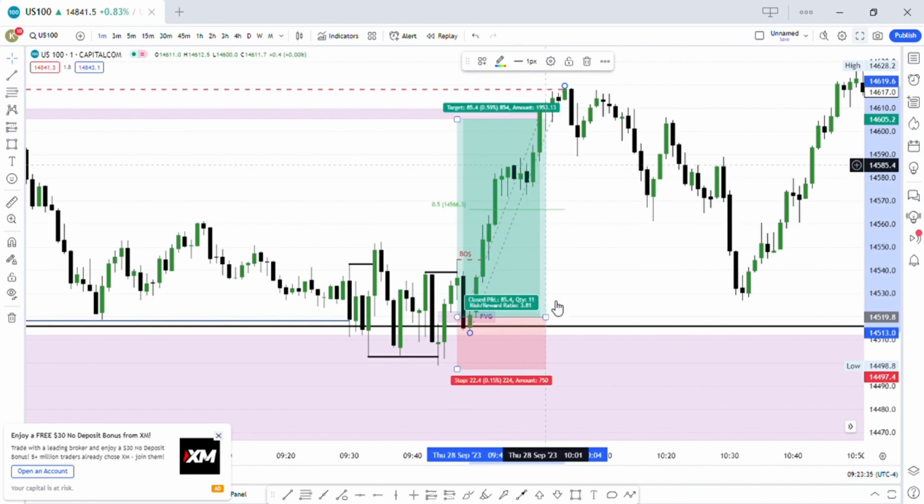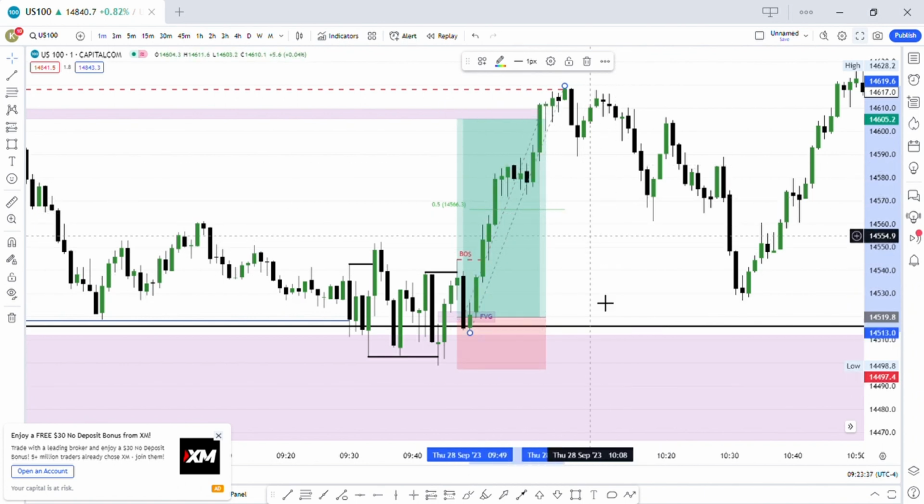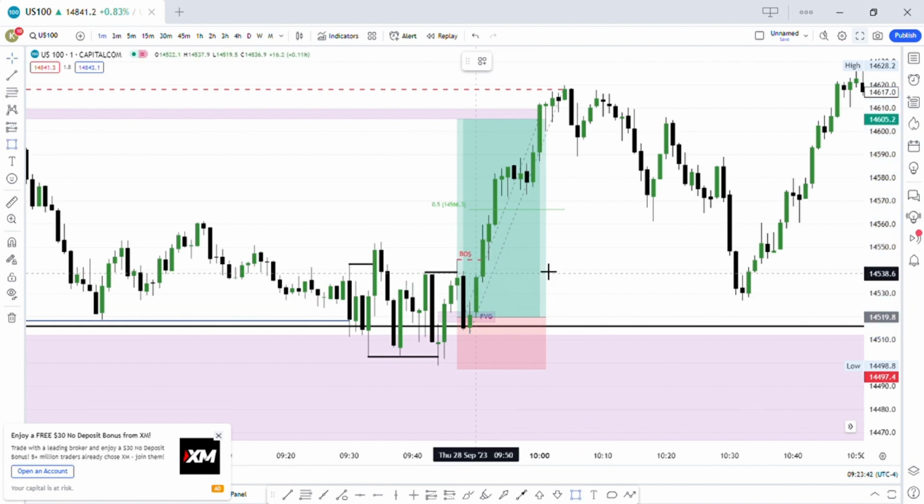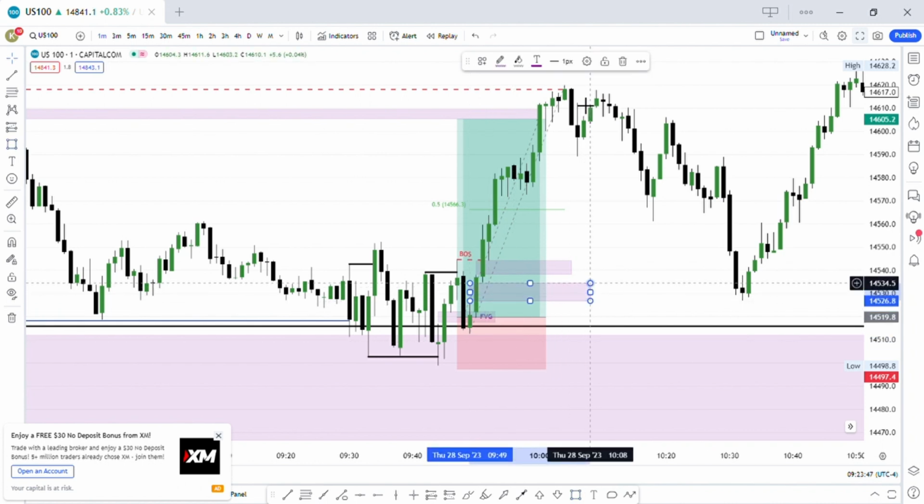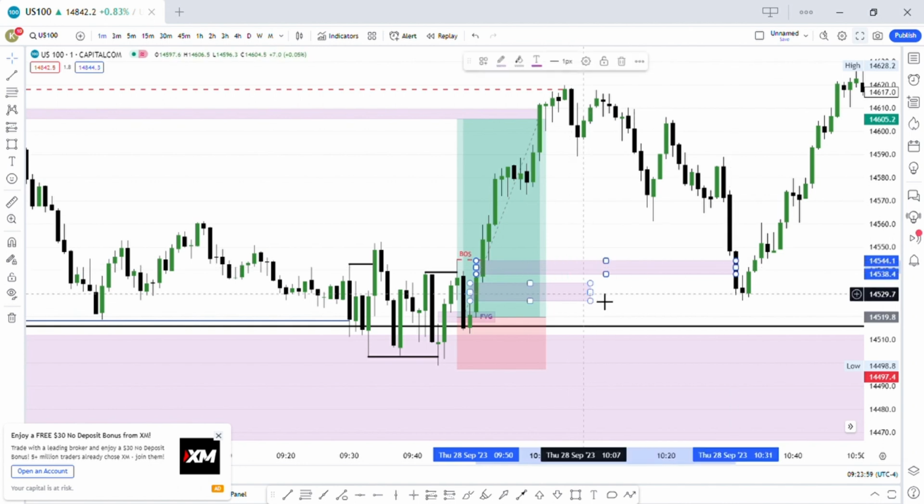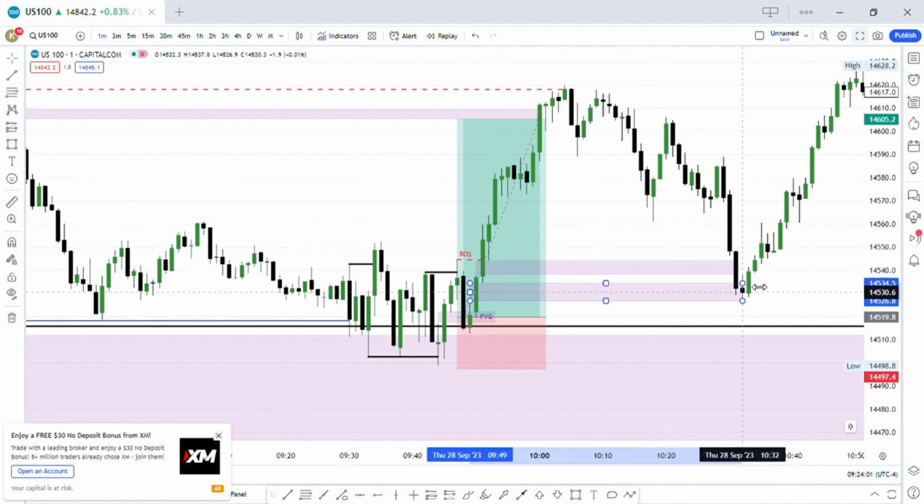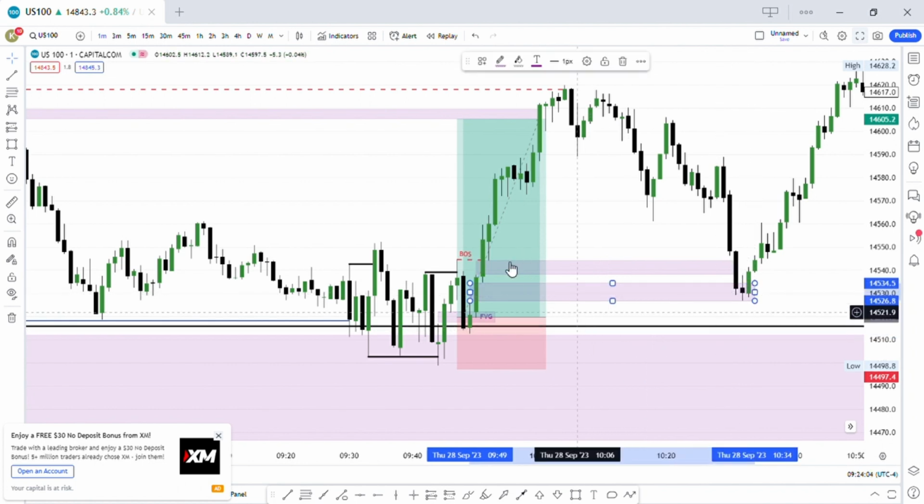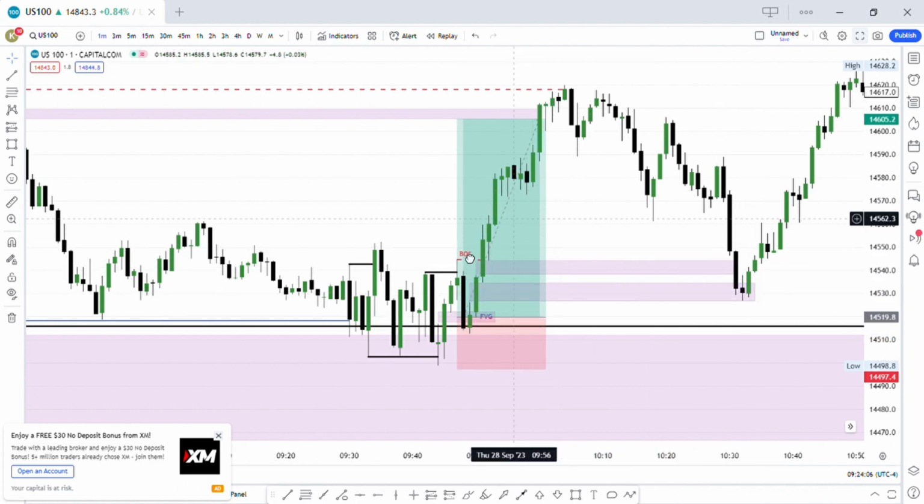Where do you see a fair value gap in a discounted price? We have two. We have one, and we have two. This is our fair value gap. Let me remove this. We have two. Then we look for a position to go long again.